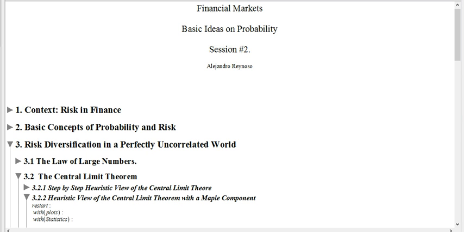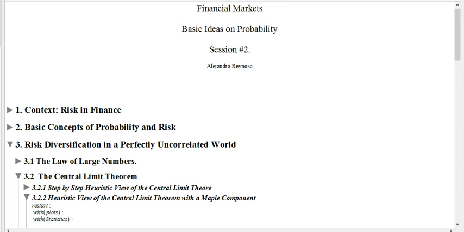Welcome back to session 2. During the last hour or so, we went through some basic ideas on probability. Now it is time to explore some fundamental principle in finance.